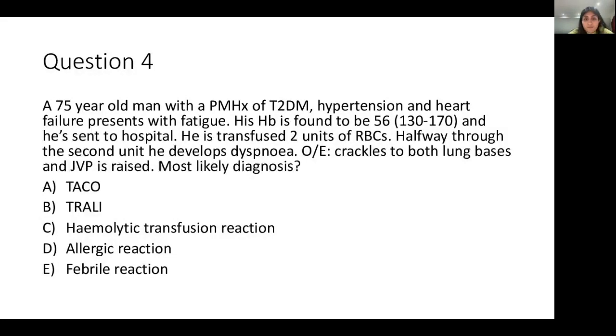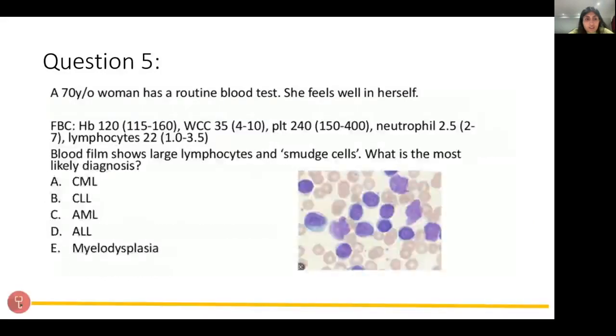Okay, good. Question 5. I think this is the last question.